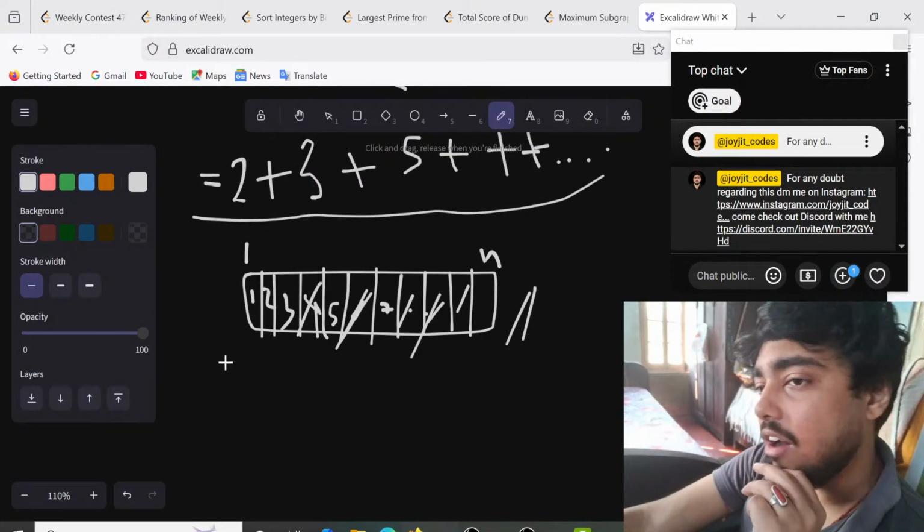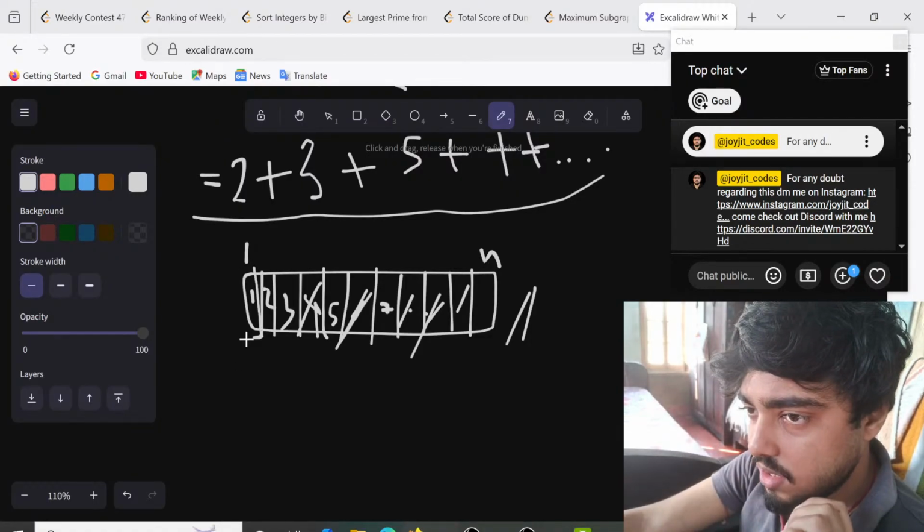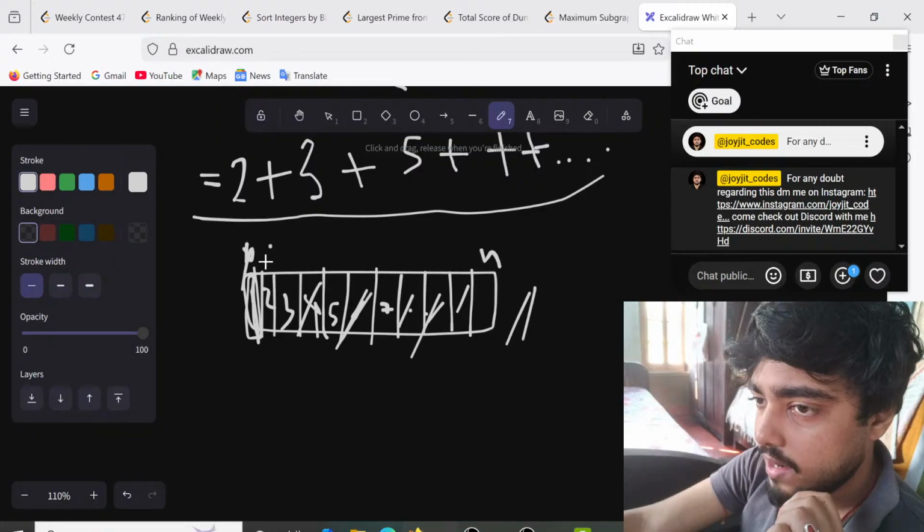Let's say you have got it. Now what you can do is traverse. You don't need 1 actually, this 1 is not needed. You can make it from 2 to n.